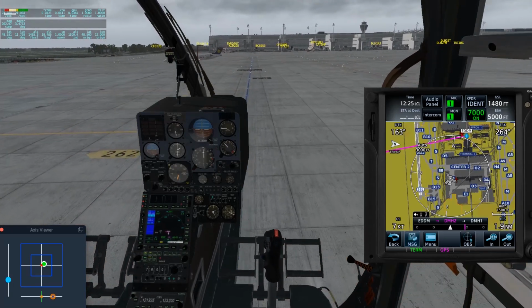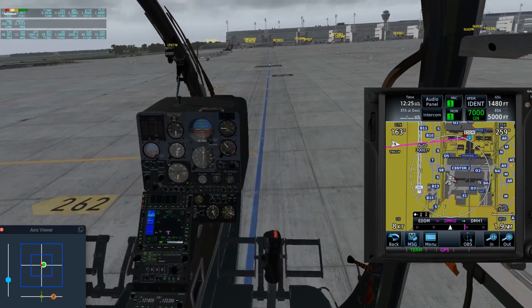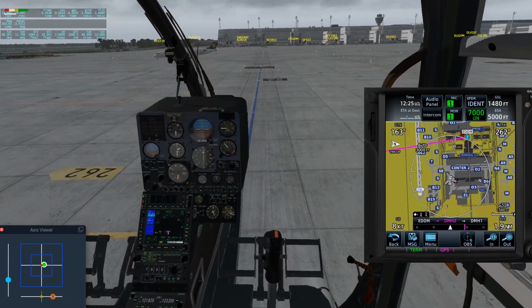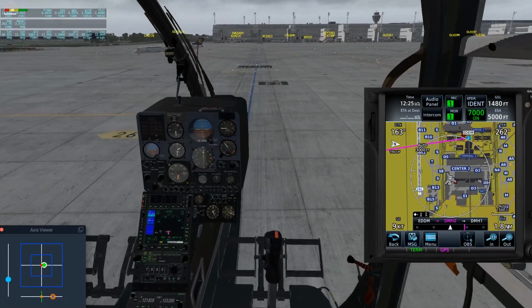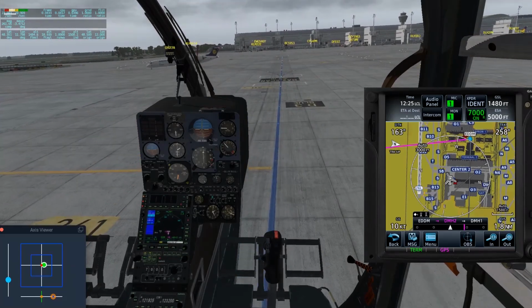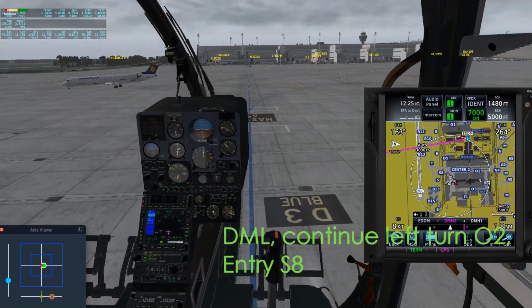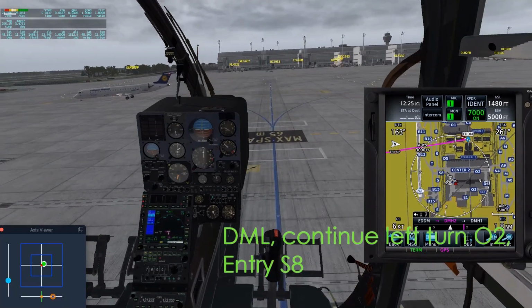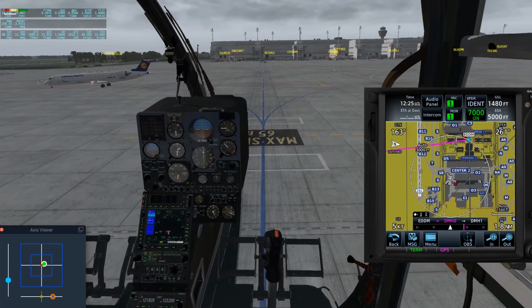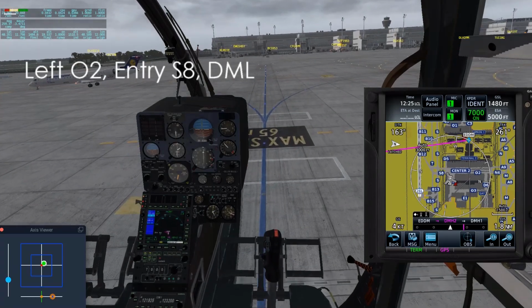This was actually a message for me, but it was blocked by somebody else. Since I didn't respond, ATC contacted me again. Delta Mike Lima. Delta Mike Lima, continue left turn Oscar 2, entries here right. Left Oscar 2, entries Sierra 8, Delta Mike Lima.